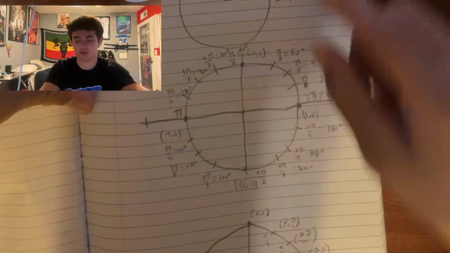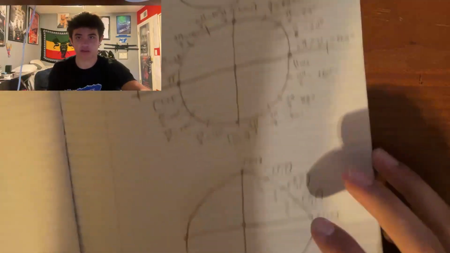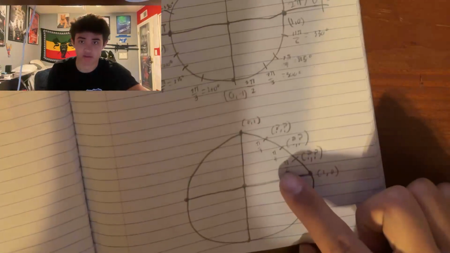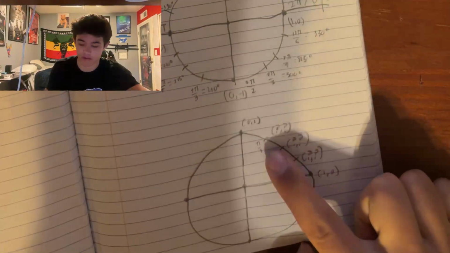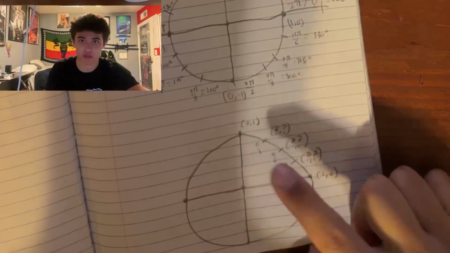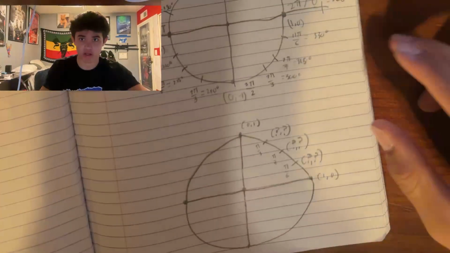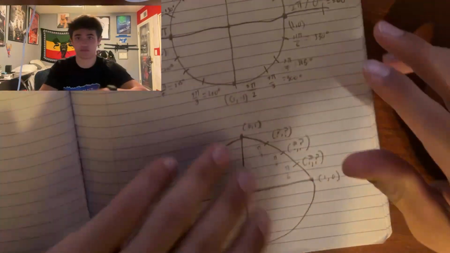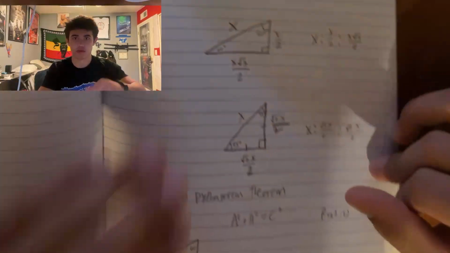Well, what about all these angles? What coordinate point are those at? Where's pi over 6? What's the coordinate there? What about pi over 4? What about pi over 3? How do we know what the coordinate point is there? Well, don't worry. Triangles.